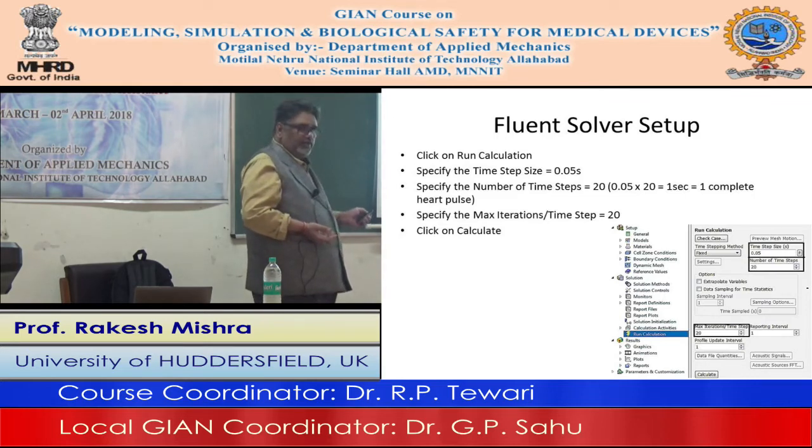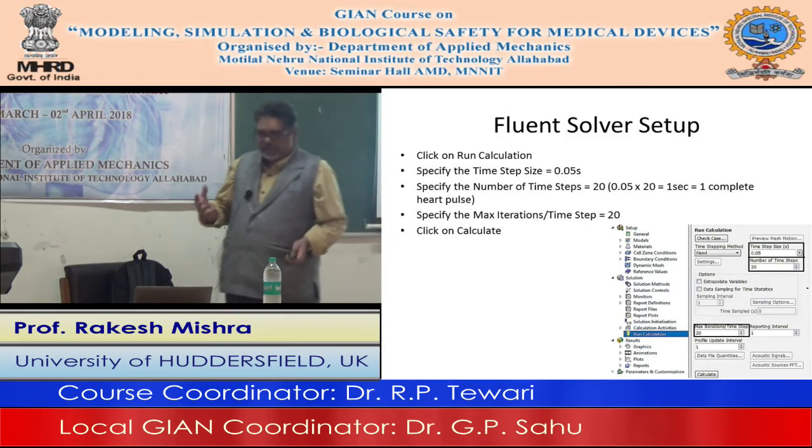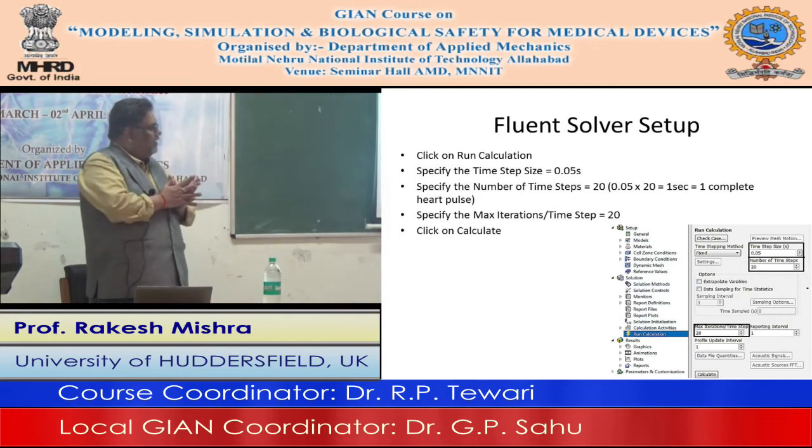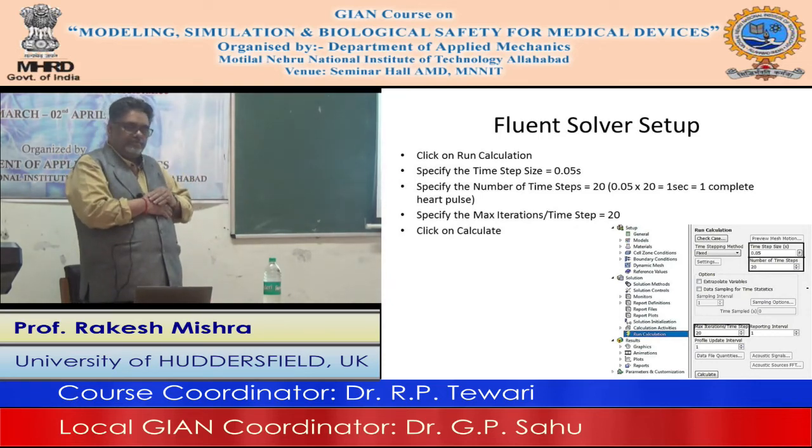And then we click on calculate. So this way you can import the transient boundary condition at the inlet and you can set the system for the transient run. Okay, any questions on this please?